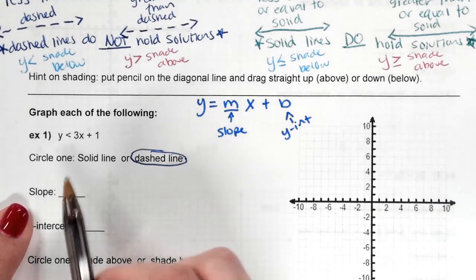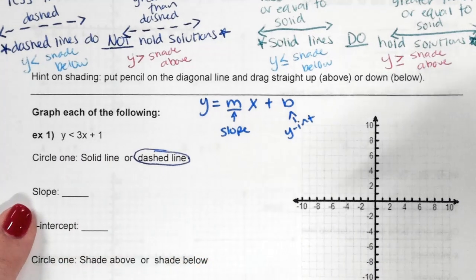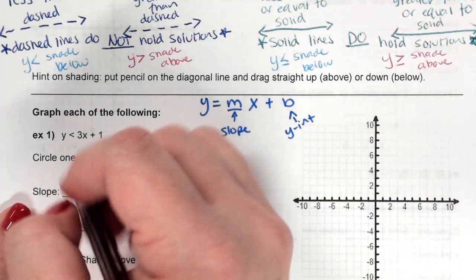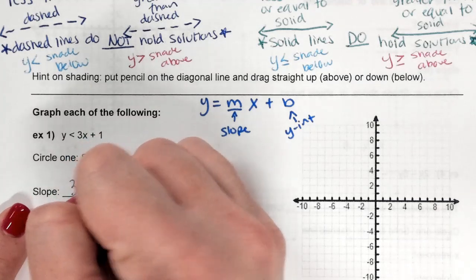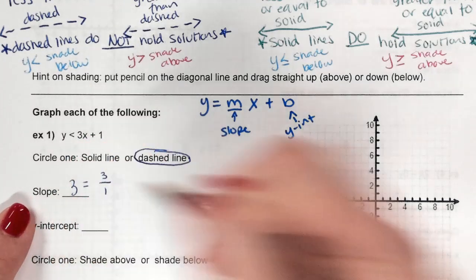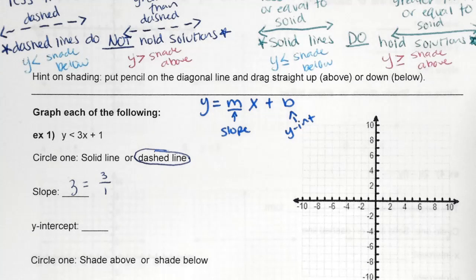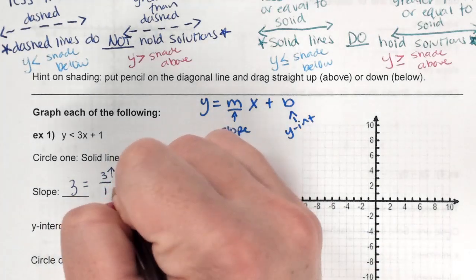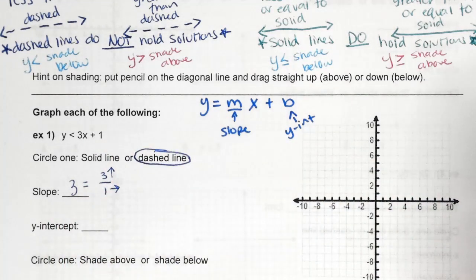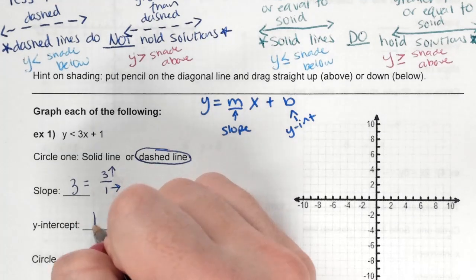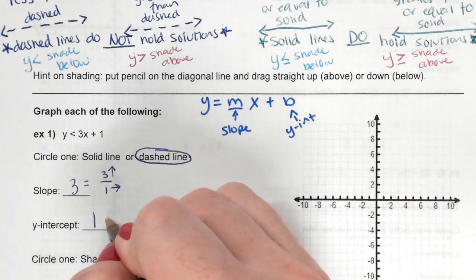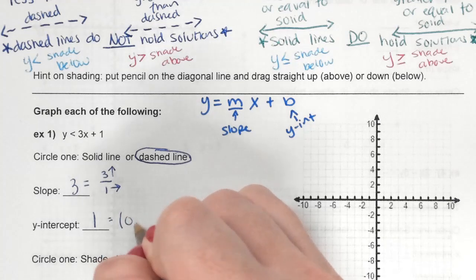Okay, what's my slope here? 3, because it's whatever's touching my x. Now, I always want slope to be a fraction, so I'm going to write it as 3 over 1, which means I'm going to rise 3, right 1 because it's positive, positive. What's my y-intercept? 1. Which if I wrote it as a point, it's going to be (0, 1).